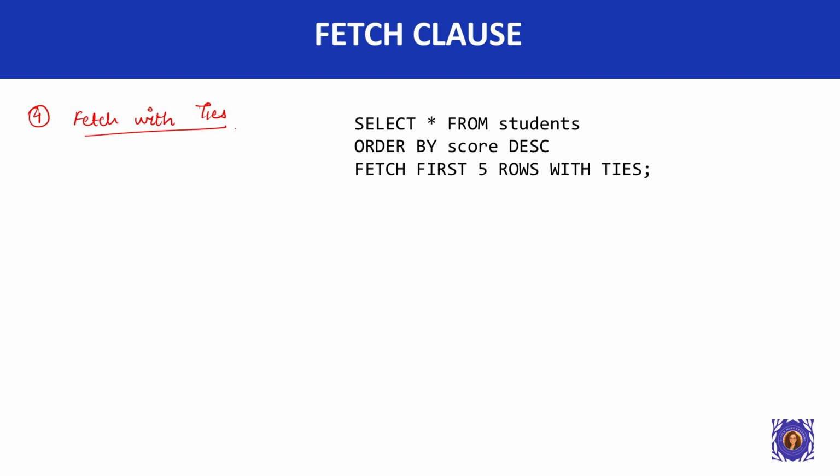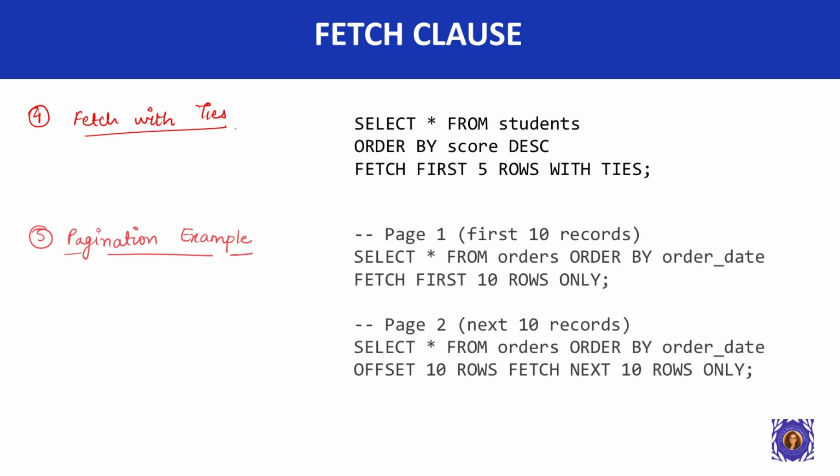This is crucial for fairness in many business scenarios. Imagine you're selecting top performers for bonuses. You wouldn't want to arbitrarily exclude someone just because they happen to be sorted after someone else with the identical performance score. Here in this query example, you can better understand the implementation of the pagination as explained previously.